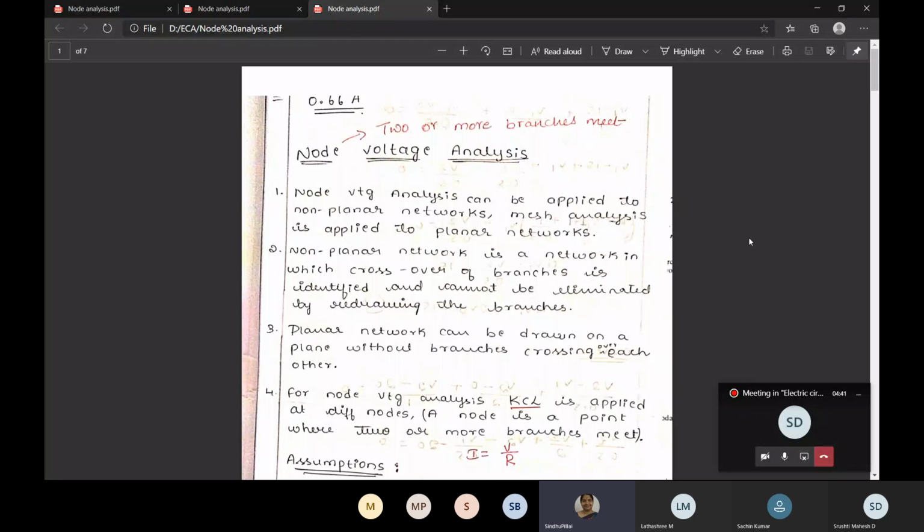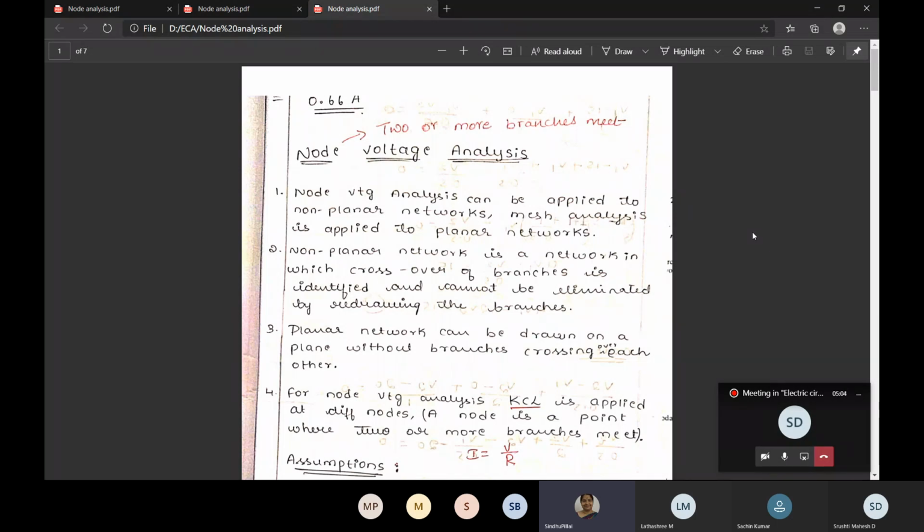Students, first we'll see the definition of node. A node is defined as where two or more branches meet. When more than two branches meet, that point we call a node. Node voltage analysis is used to find unknown voltages. At a node, what is the voltage? At one point, what is the voltage? For that, this analysis will be done.